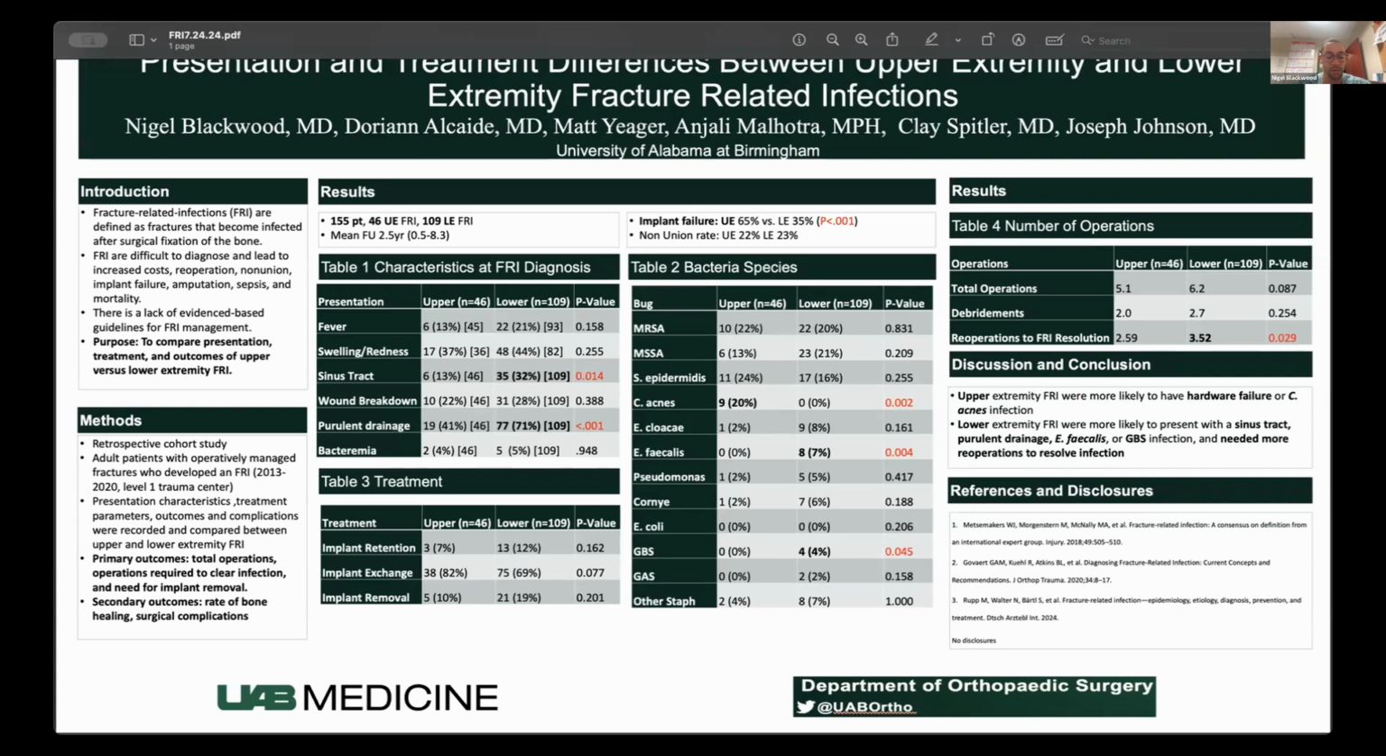Given these disparities, we believe that further studies should continue to investigate the best practices for treating these infections, given that whether it's upper or lower extremity seems to impact how it behaves and how it's treated.